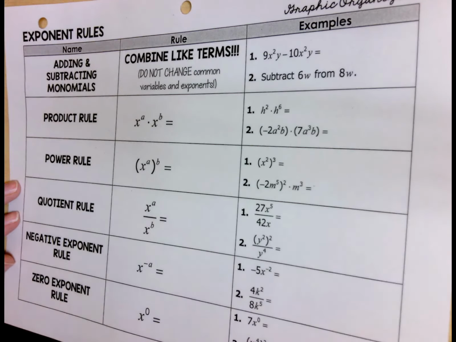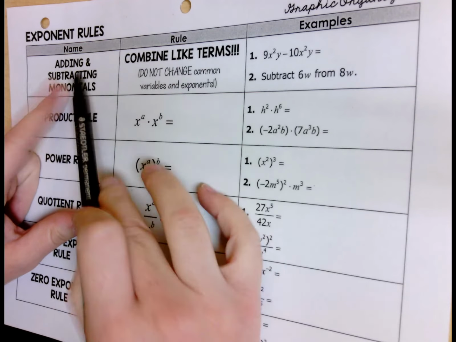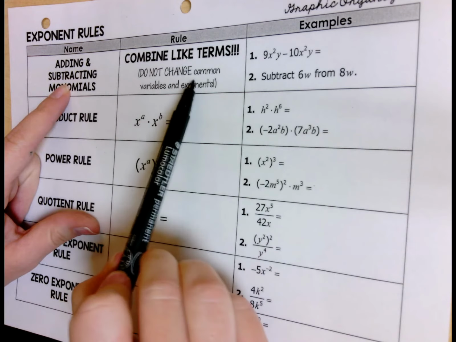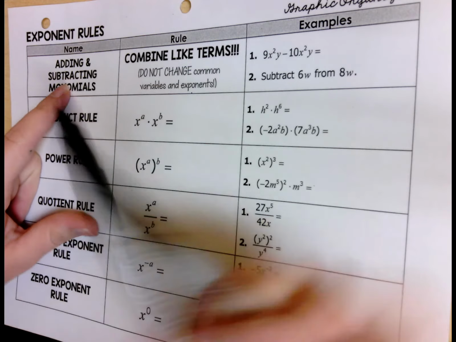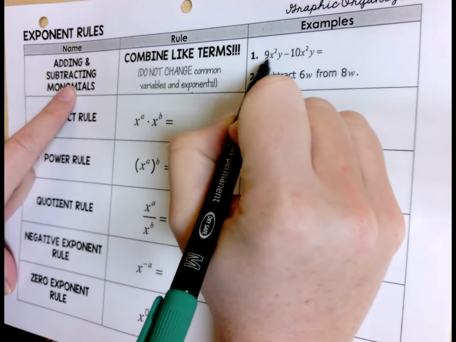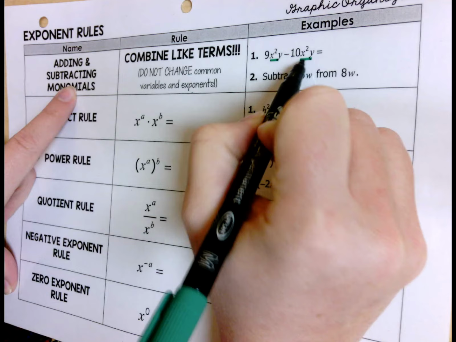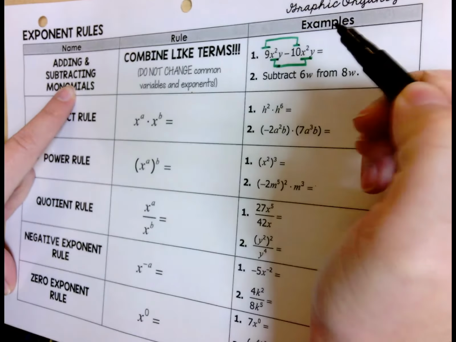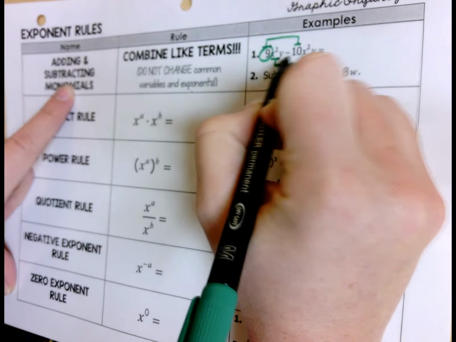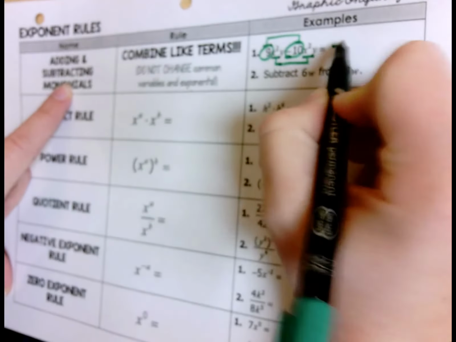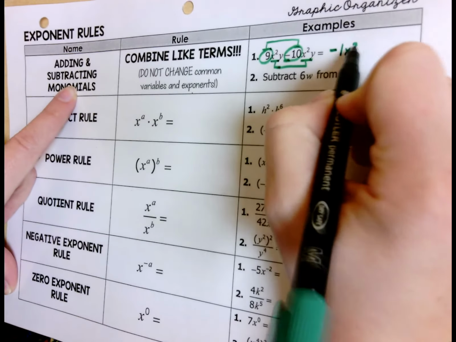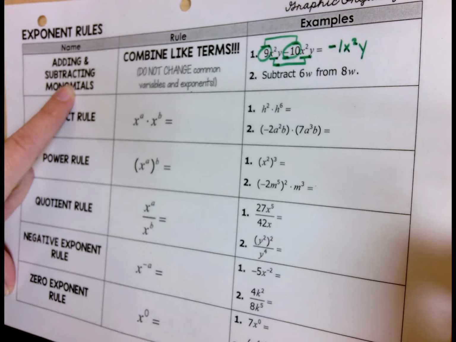So first off, if we're going to add and subtract monomials, that means all we're doing is combining like terms. If you're adding and subtracting, you are not going to change the common variables and exponents. You're only going to be working with the coefficient. So here we have x squared y squared and x squared y squared. Because these are the same, we're going to combine the coefficient. So we have a 9 minus 10. Okay, so 9 minus 10 is -1, and then the variables and the exponents stay the same. So -1 x squared y squared.